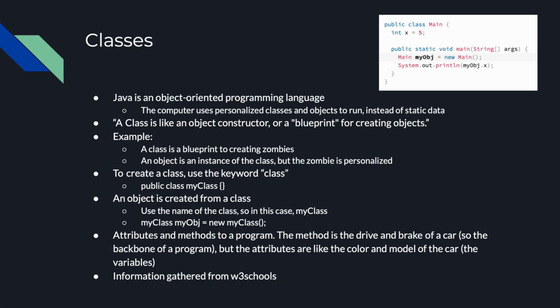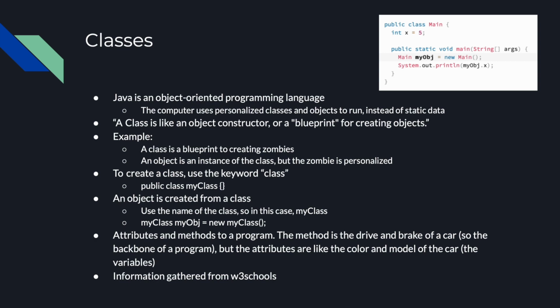So the first thing that we're going to learn about today is classes. Java is an object-oriented programming language, which means that it uses personalized classes and objects to run its program instead of static data like other programming languages do.